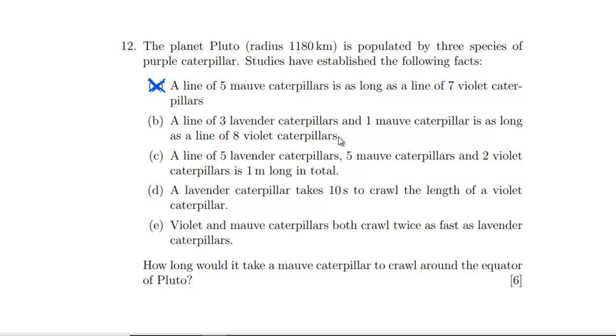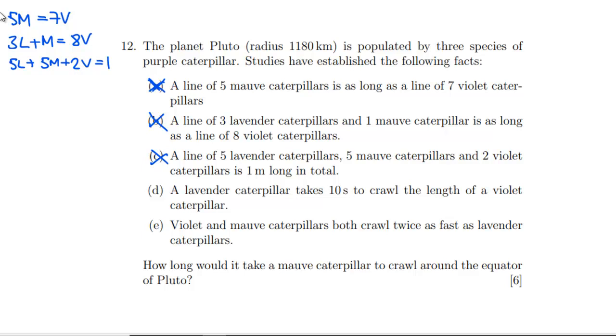A line of 5 mauve caterpillars is as long as a line of 7 violet ones. Okay, 3 lavender and 1 mauve, same as 8 violet. Right, wonderful. And a line of 5 lavenders, 5 mauve and 2 violet is equal to 1 meter.